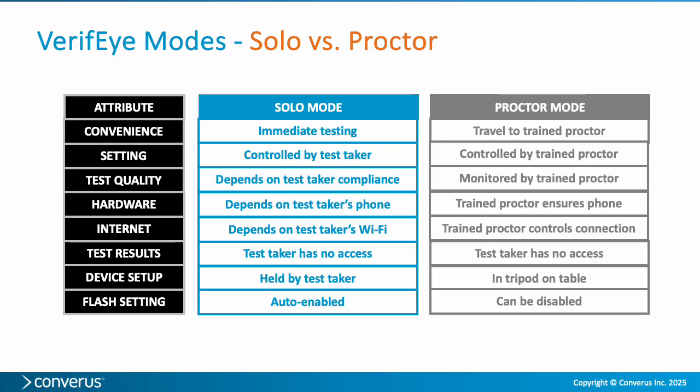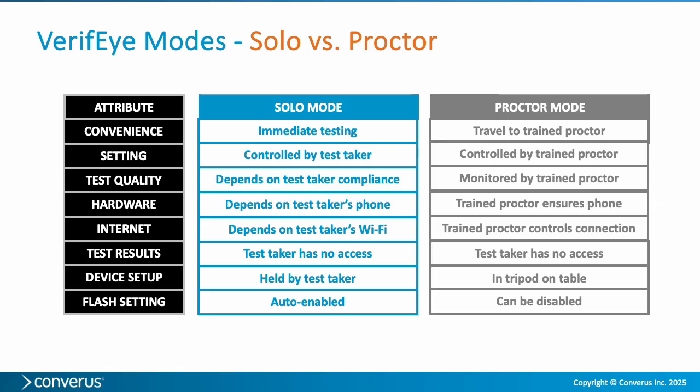This slide shows advantages and disadvantages to each method. Solo mode can be convenient. Tests can be taken immediately on a person's phone anywhere. Proctor mode requires travel to the location of a trained proctor. In solo mode, the test is controlled by the examinee, which can lead to less than ideal conditions. A proctor can ensure ideal room and testing conditions. In solo mode, the quality of data received depends on the person's compliance and understanding. In proctor mode, data quality is likely better under their control.